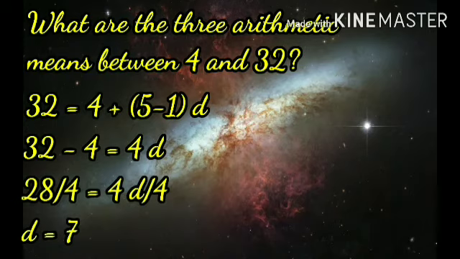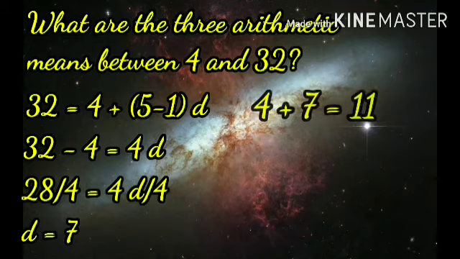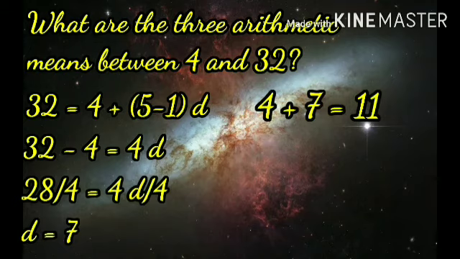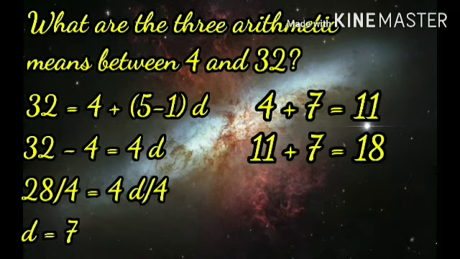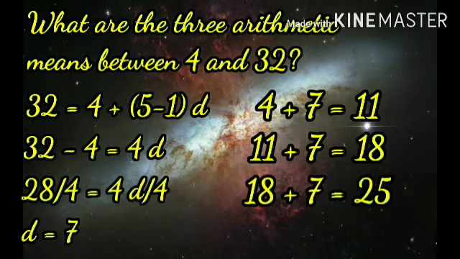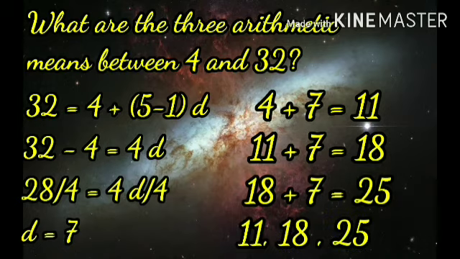Remember that an arithmetic sequence is a sequence where every term after the first is obtained by adding a constant called the common difference. By adding 7 to each term, the second term will be 11, third term will be 18, and the fourth term will be 25. Therefore, the 3 arithmetic means between 4 and 32 are 11, 18, and 25.